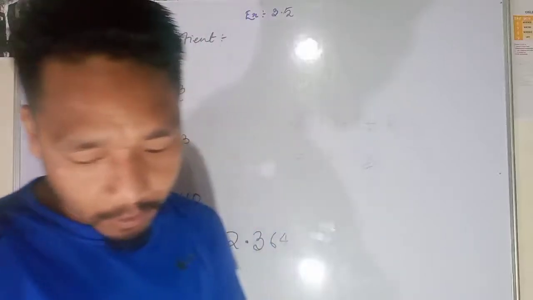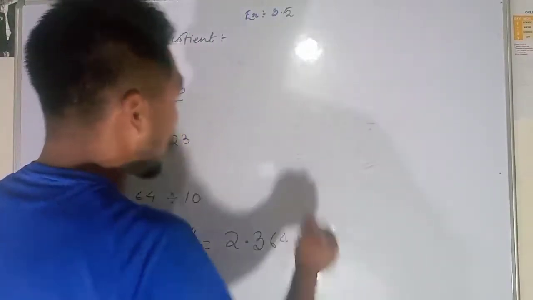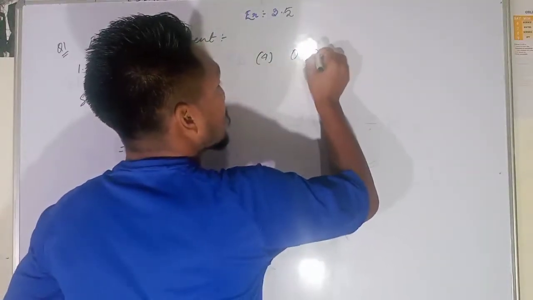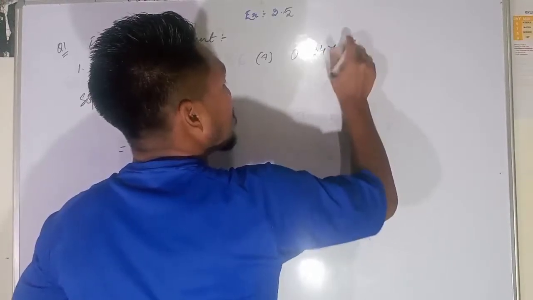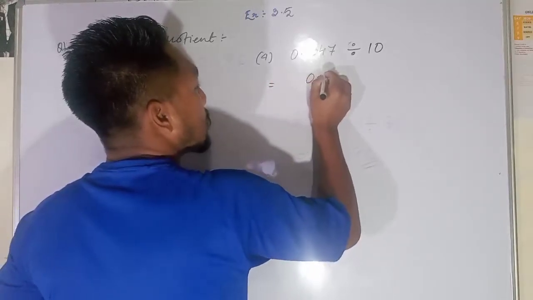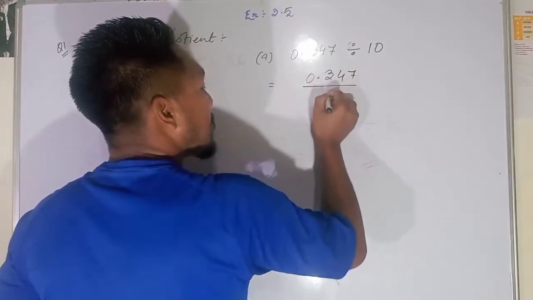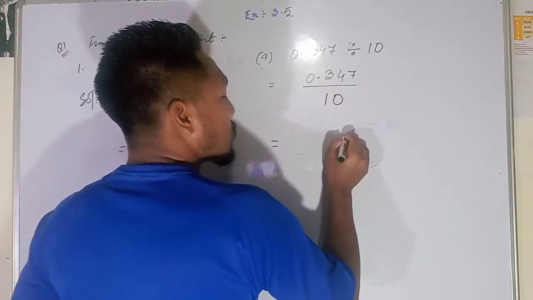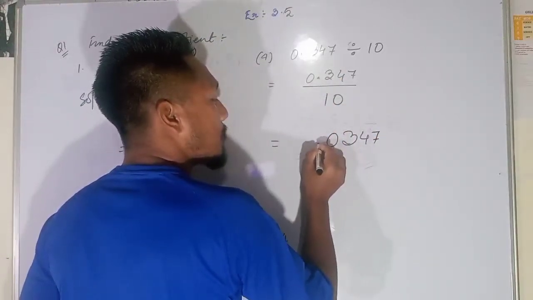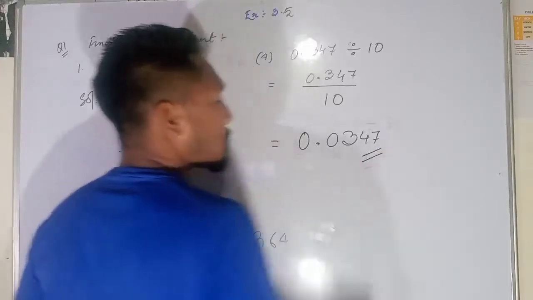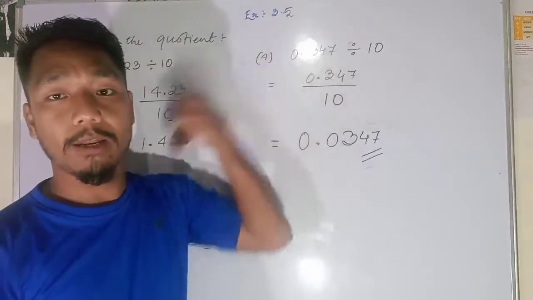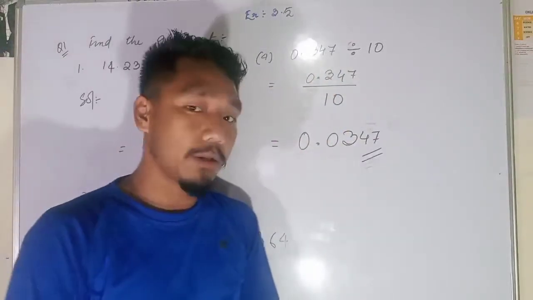Similarly, question number 4: 0.347 is divided by 10. So we can write 0.347 divided by 10, and again write 347. The point has to shift one place, so I have to put one more 0, then the point. This is your answer. Since only one 0 is there, the point will shift just one place toward the left hand side. Got it or not? So this is how we do it.